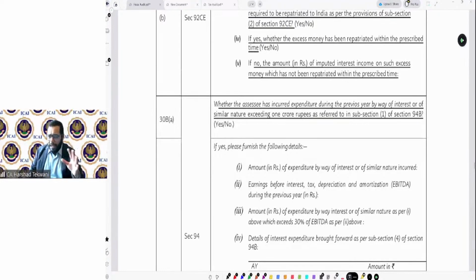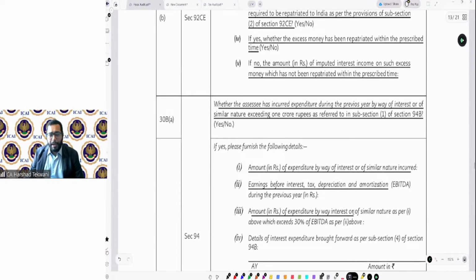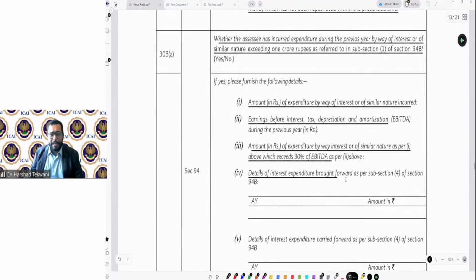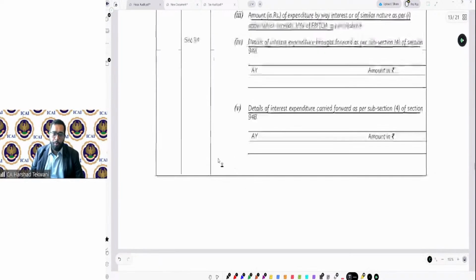So there are other conditions to that particular section, but if that is the case, then you need to report it over here. So the amount of expenditure by way of interest or of similar nature, earnings before interest, tax, depreciation and amortization, EBITDA, the amount of expenditure by way of interest of similar nature exceeding 30% of the EBITDA, and details of interest expenditure brought forward as per subsection 4, and details of interest expenditure carried forward as per subsection 4.